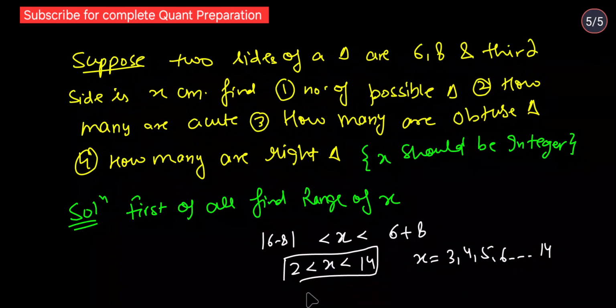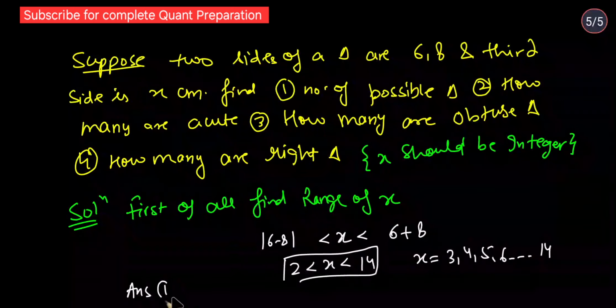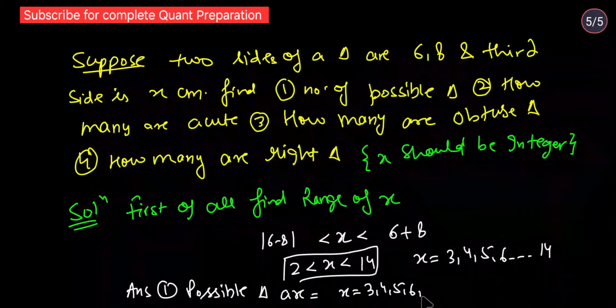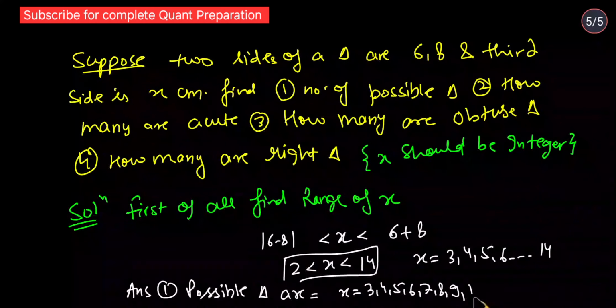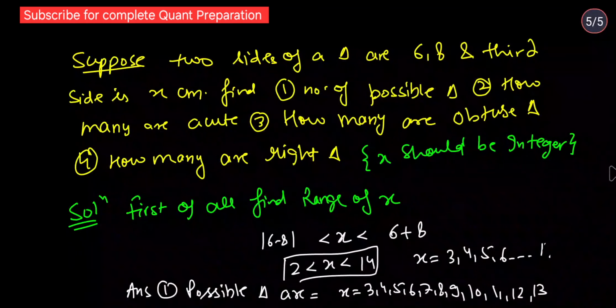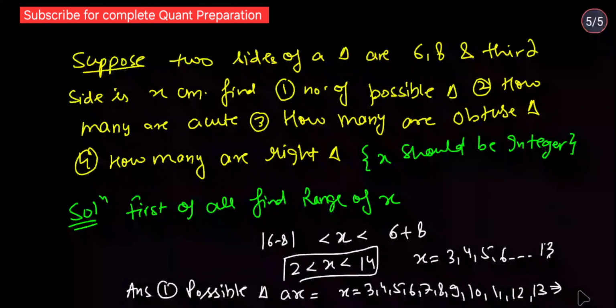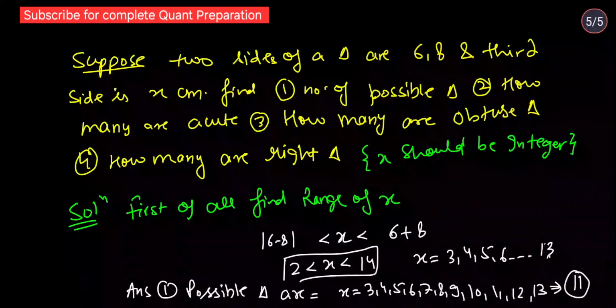So how many triangles are possible? The possible triangles are x equals 3, 4, 5, 6, 7, 8, 9, 10, 11, 12 and 13. Here 13 will come, right? So how many triangles are possible? 1, 2, 3, 4, 5, 6, 7, 8, 9, 10, 11. So 11 triangles are possible, right?